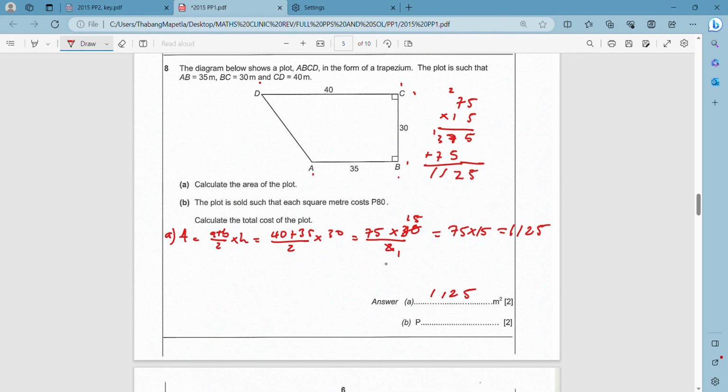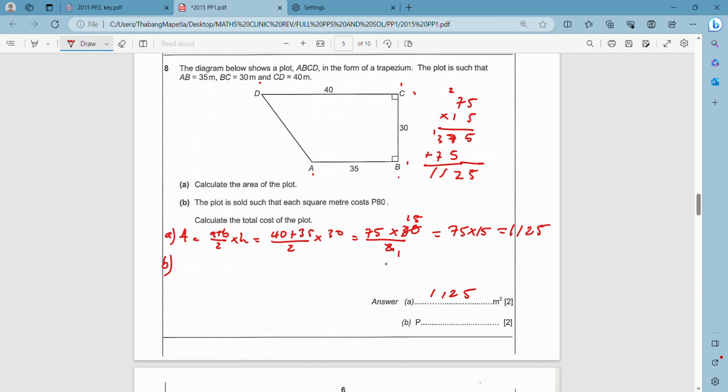Okay, number B, it says that the plot is sold. I hope we are good. You just follow the formula and calculate. So number B says the plot is sold such that each square meter costs 80 bulla. So calculate the total cost of the plot. Each square meter, that is, 1 meter squared, sells at 80 bulla. So for us to calculate the value of the plot, we are going to simply say that the area of the plot times the price per square meter.